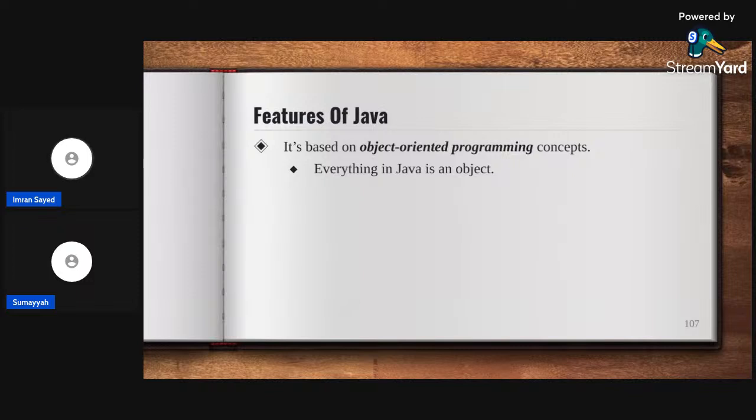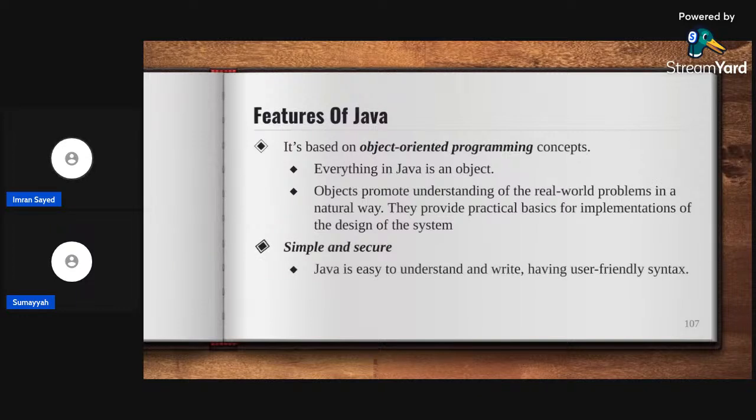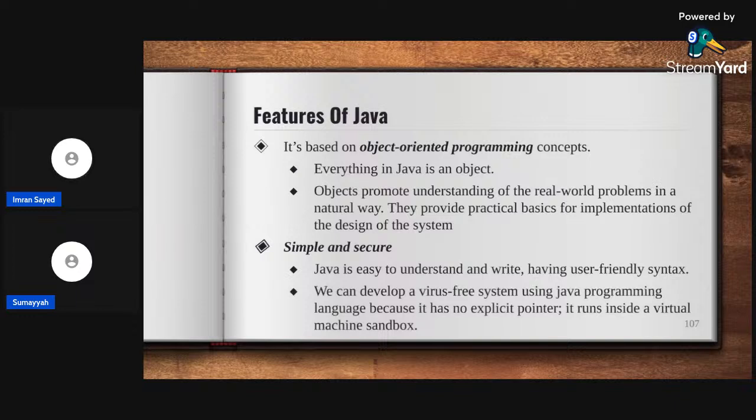It's object-oriented programming. Everything in Java is an object. Objects promote understanding of real-world problems in a natural way. They provide a practical basis for implementation of the system design. It is simple and secure, easy to understand, read and write, having user-friendly syntax. We can develop a virus-free system using Java because it has no explicit pointer. It runs inside a virtual machine sandbox.